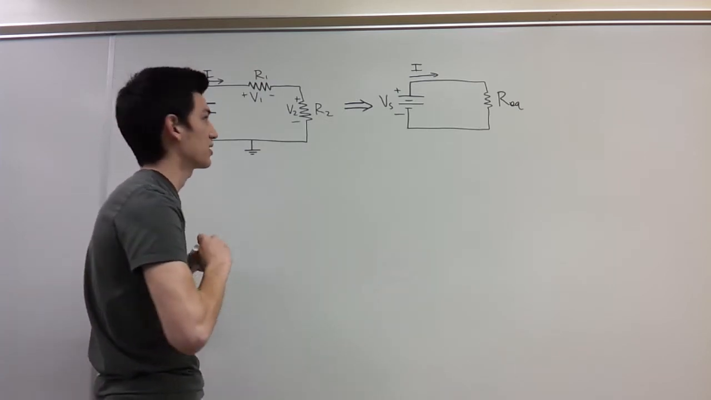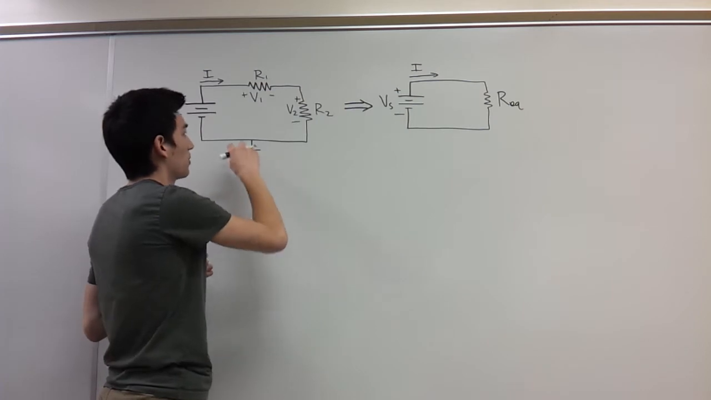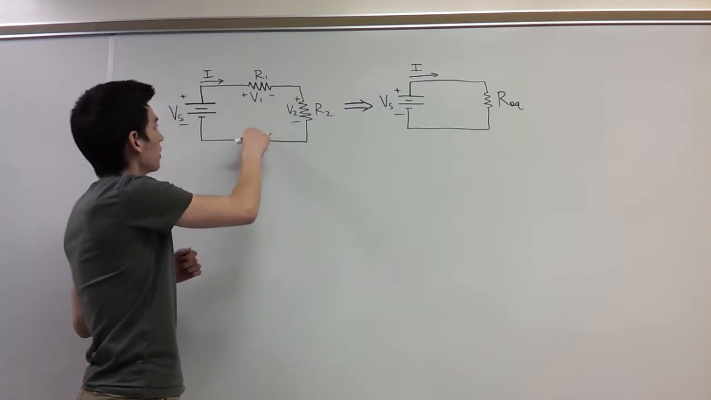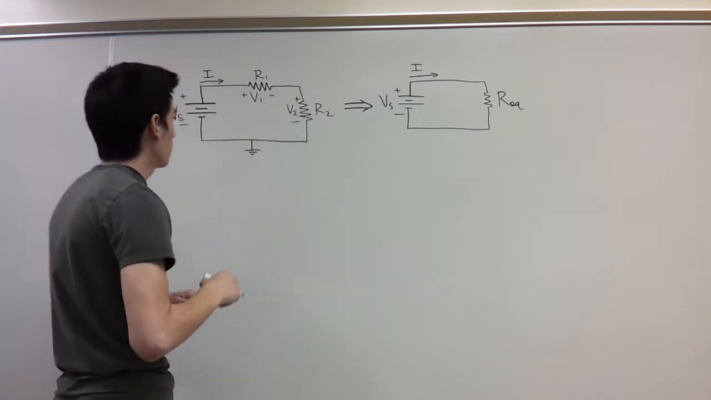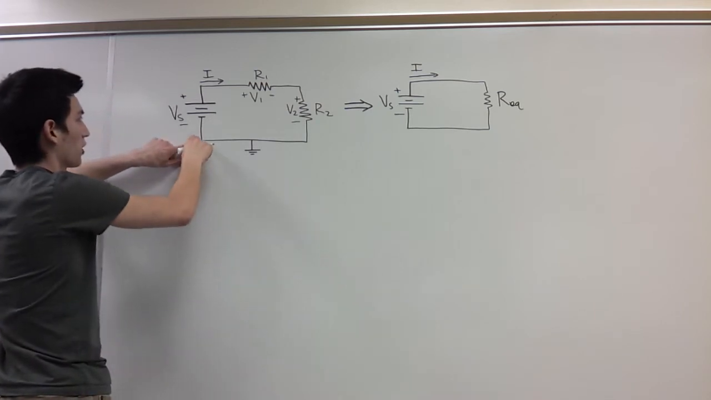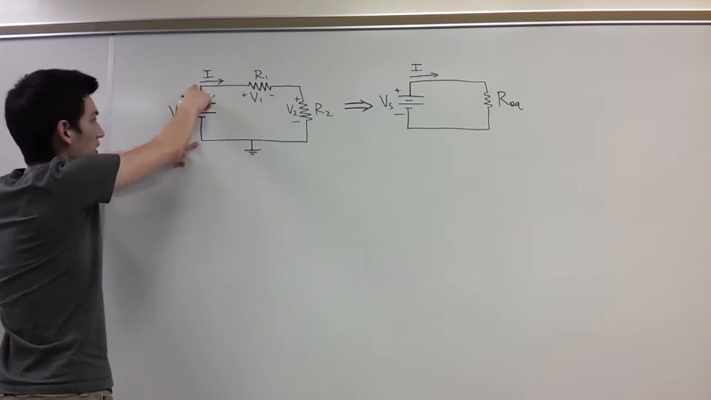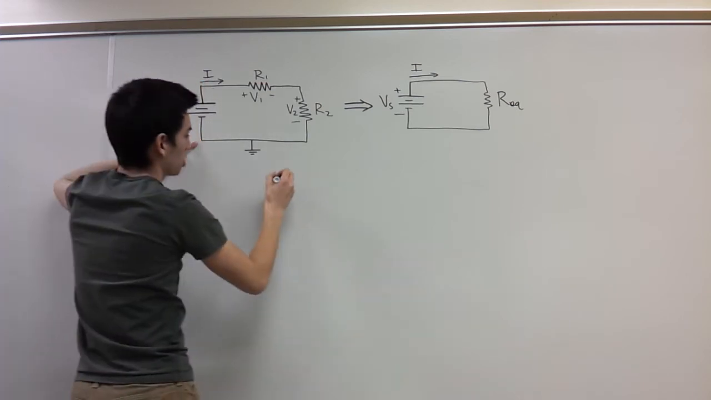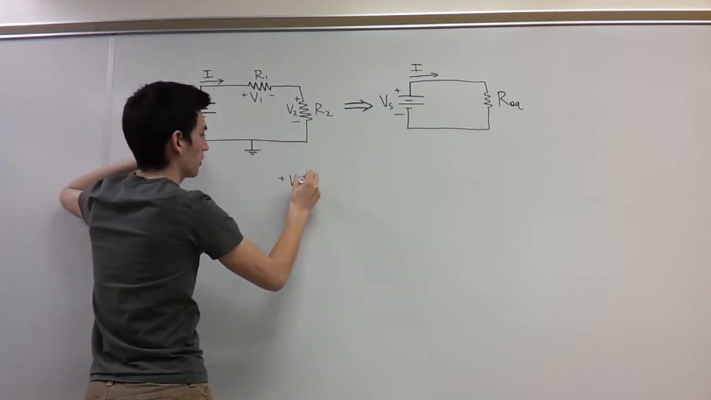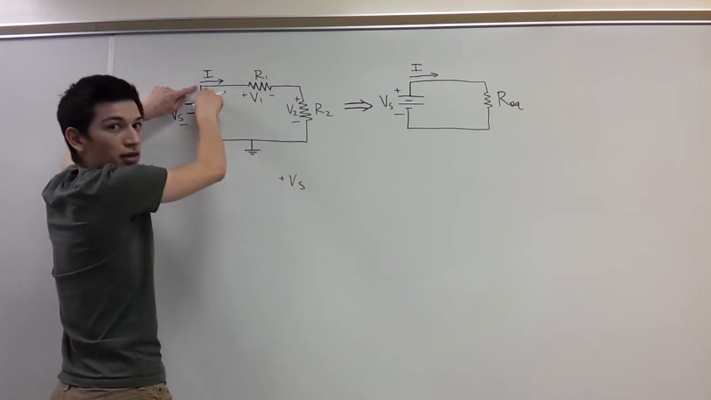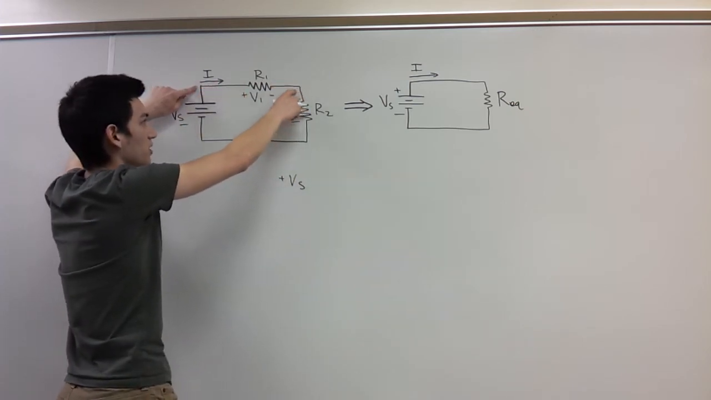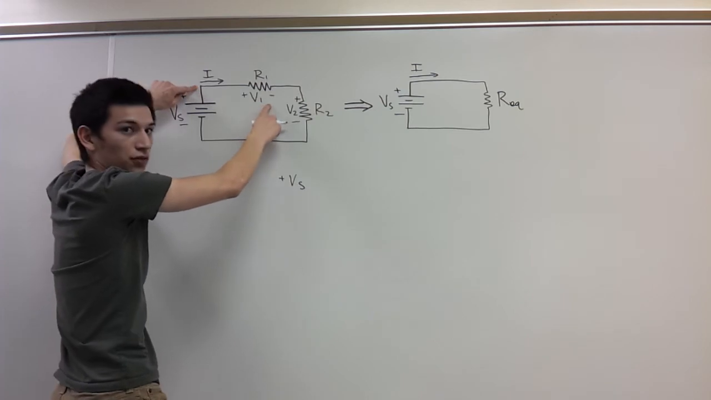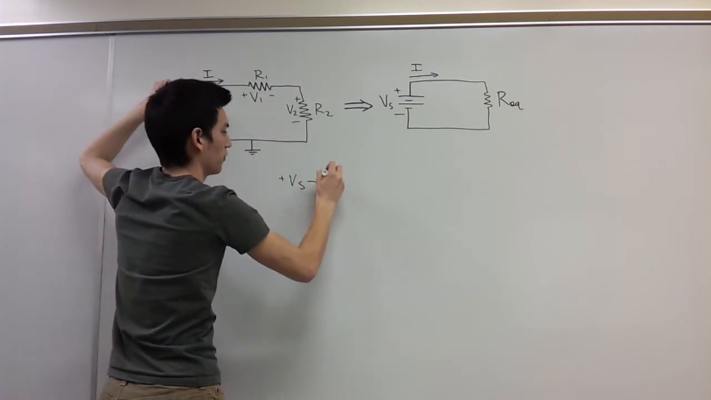Kirchhoff's voltage law states that the sum of the voltages in a loop are equal to 0. So starting from this point, we're going to go up this branch, and we're going to see an increase of voltage by Vs. So we have plus Vs. And now we go from this point across to this point, and we see a drop in voltage of V1. So you have minus V1.